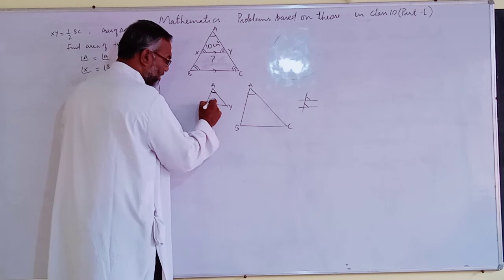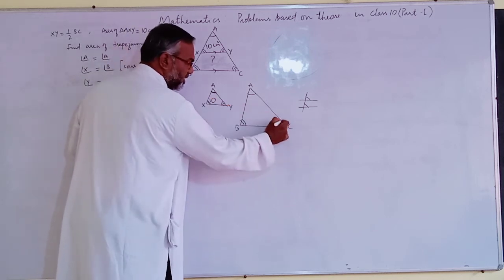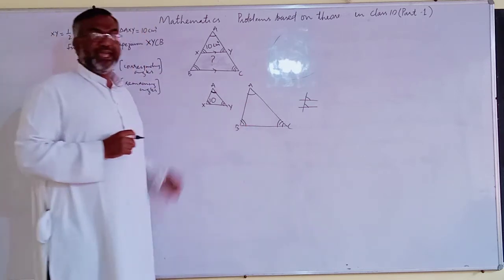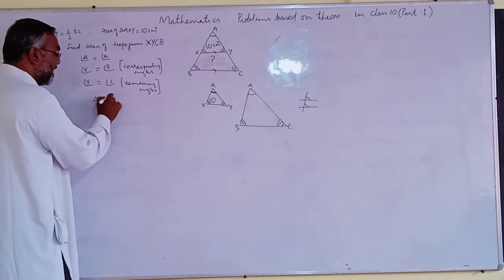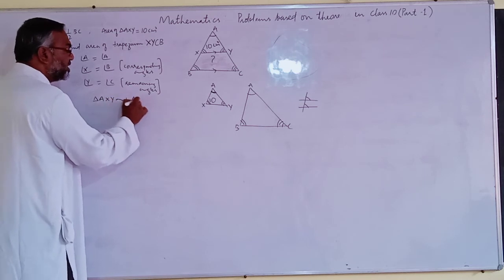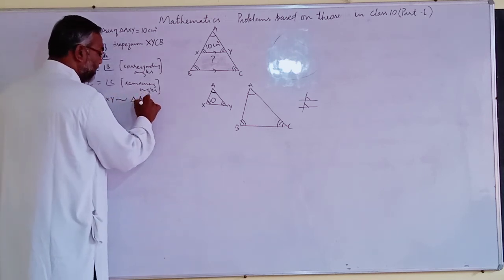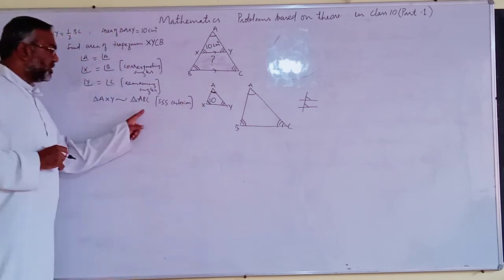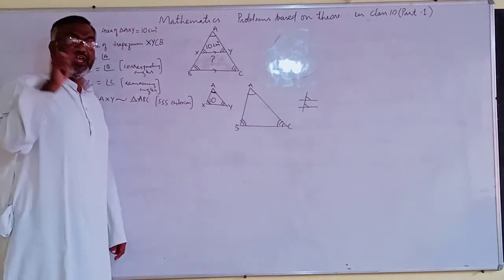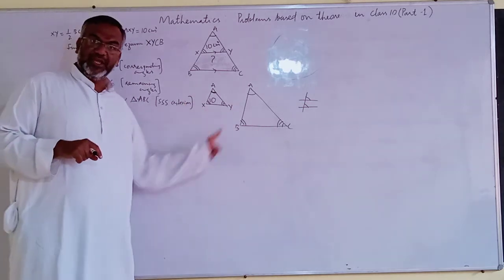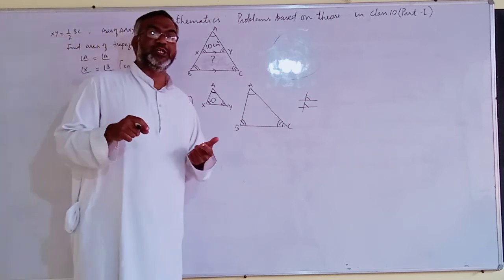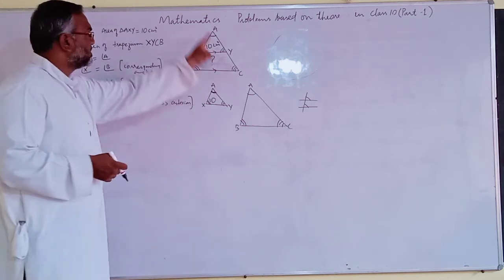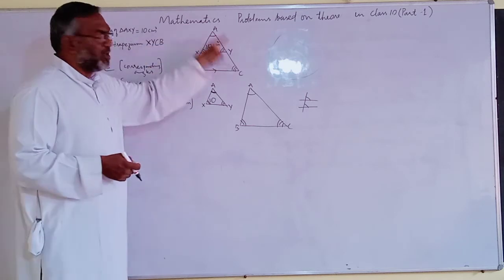Now, these two triangles here, X is equal to B and Y is equal to C. We proved that these two triangles are equiangular. Their corresponding angles are equal. If their corresponding angles are equal, then triangle AXY must be similar to triangle ABC. Reason: AAA criterion. In two triangles, if their corresponding angles are equal, then their corresponding sides are in the same ratio and the two triangles are similar. So these two triangles are similar. The small one AXY and the big one ABC are similar now.